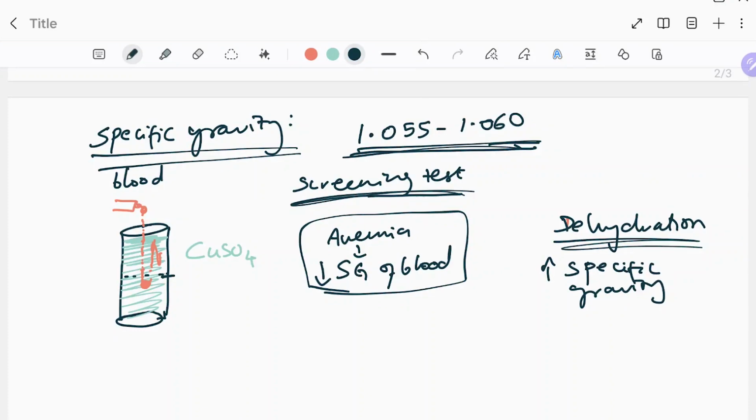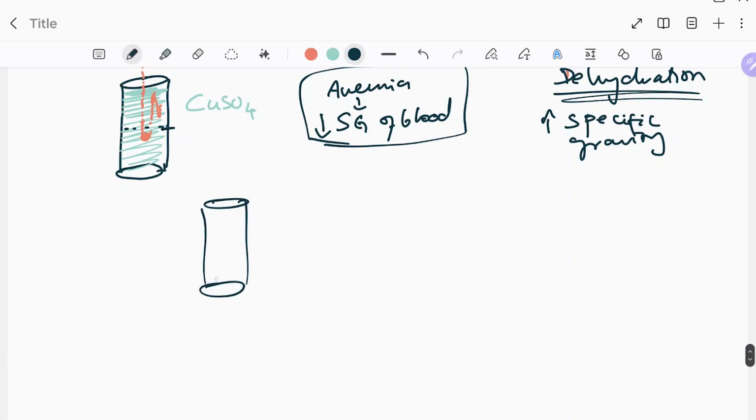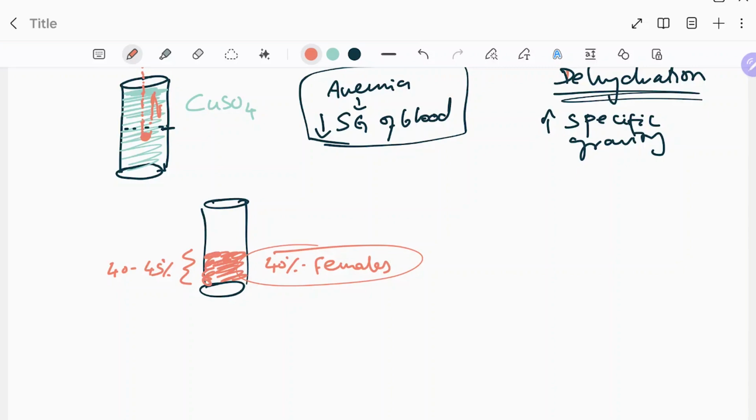Another interesting thing is how pregnancy can affect specific gravity of blood. So when a person gets pregnant, remember this diagram I showed you over here, where this is your blood, these are the cells, and the cells constitute 40 to 45% of your red cell mass. Usually in females it's 40%, right, in females. So females get pregnant, so here we go, we have 40% hematocrit in females, this is your red cell mass, and this is plasma.